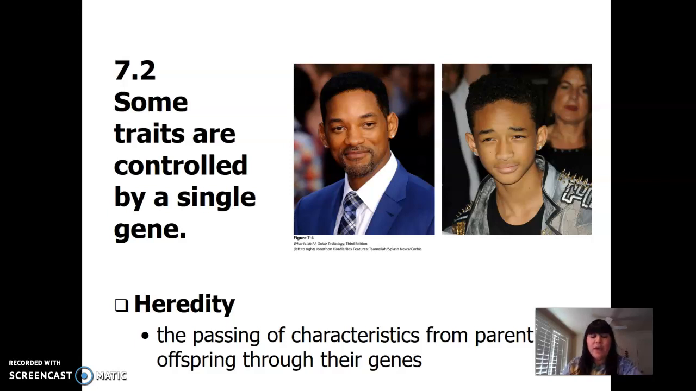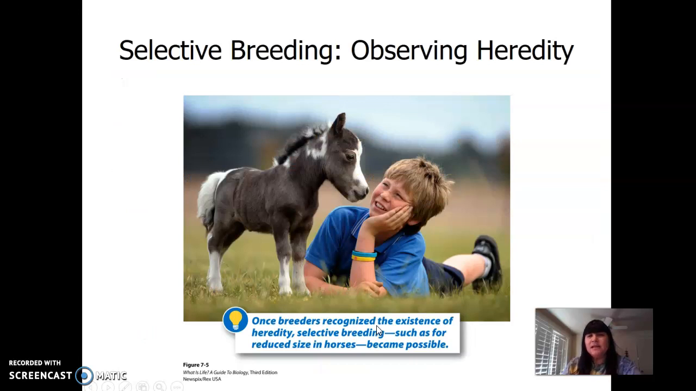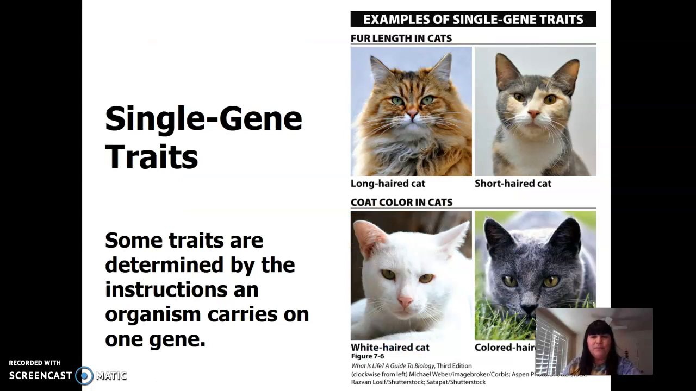Okay, so heredity, the passing of characteristics from parent to offspring. Selective breeding. As humans, in our history, we have selectively bred certain plants and certain animals, like for example ponies, reducing the size of horses. Once breeders recognized the existence of heredity, selective breeding, such as reduced size of horses, became possible. So we've been doing this for hundreds of years, right? Breeding our plants and animals.